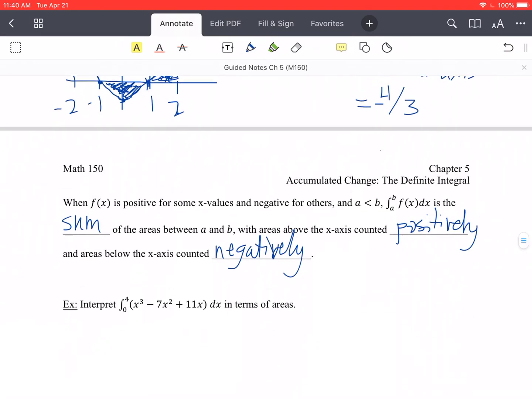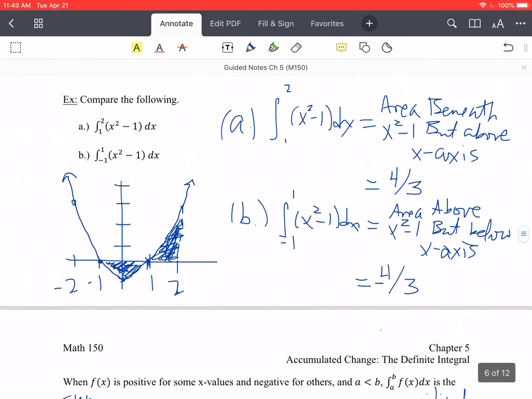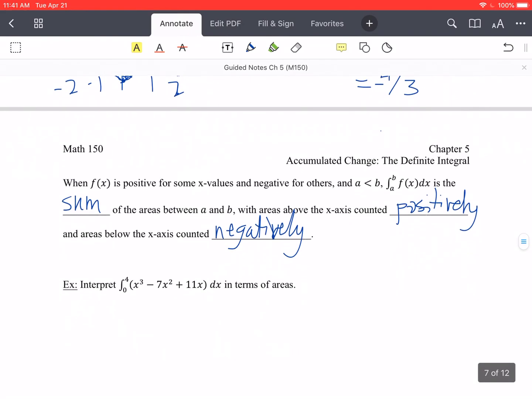So, for example, if we were going to go back to this one, we saw that the area from -1 to 1 is -4/3. The area from 1 to 2 is +4/3. So the total combined area from -1 to 2 would be -4/3 plus 4/3, which is 0. So basically it has a net area of 0 because it's got an equal positive and negative component. Okay. So let's look at another example.